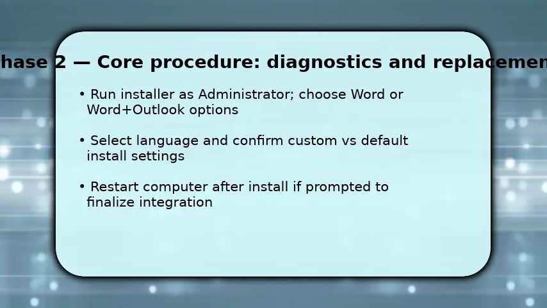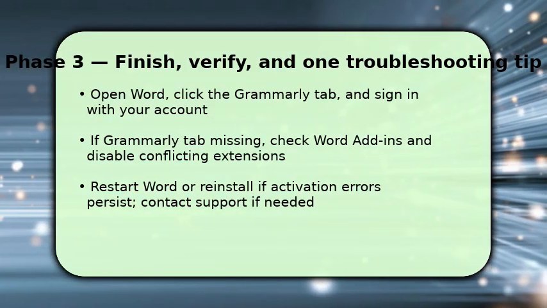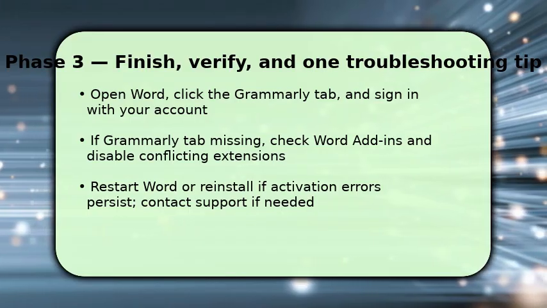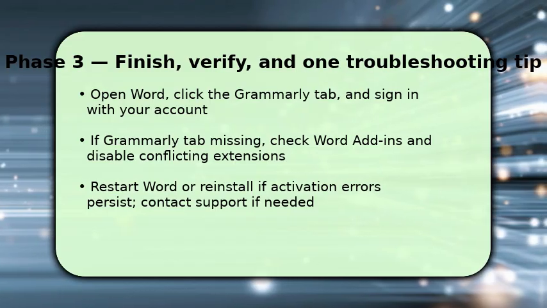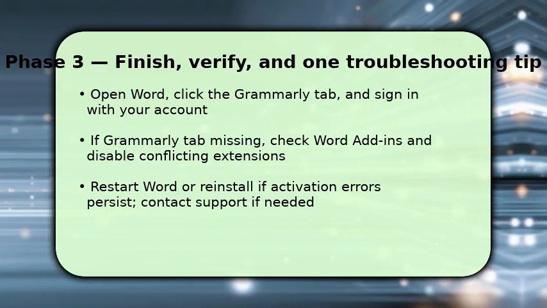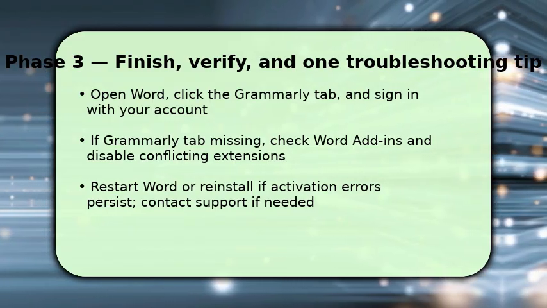You finish by opening Word and locating the Grammarly tab on the ribbon. Click it and sign in to activate real-time suggestions. Once signed in, toggle the online proofreading options and adjust language preferences. This tailors suggestions to your style.